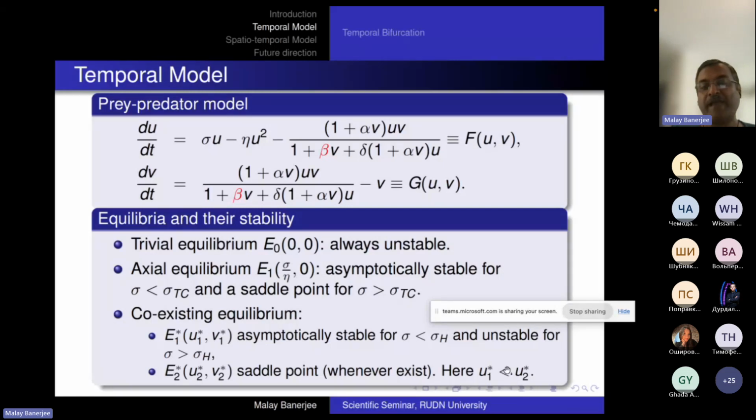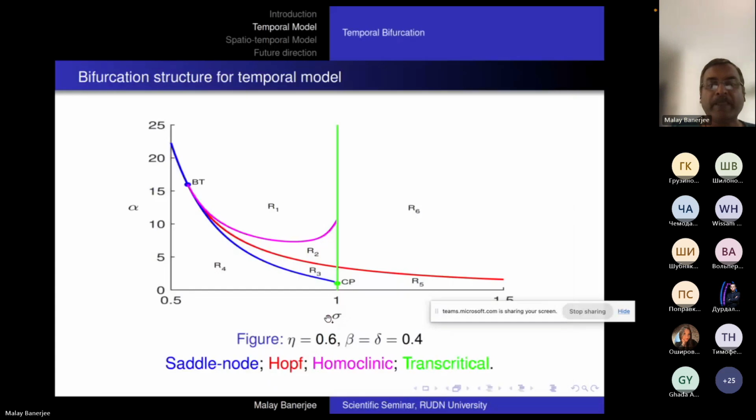So we rely on the fact that if U1 star is less than U2 star, then for this model U2 star is always a saddle point and U1 star will be stable depending upon the magnitude of sigma. If we look at the bifurcation diagram in the alpha-sigma plane, this vertical green line is the transcritical bifurcation curve. This blue curve is the saddle-node bifurcation curve. This red curve is the Hopf bifurcation curve.